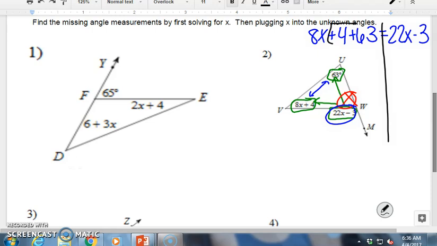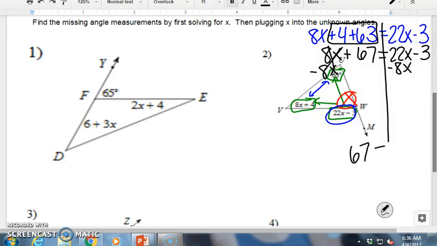Good thing is, we already know how to solve all of these. So we combine like terms. Okay. We move the variables to one side. I'm going to move the problem down here. So I get 67 equals 22 minus 8 is 14x minus 3. So then I need to add 3 over. I get 70 equals 14x. 70 divided by 14.